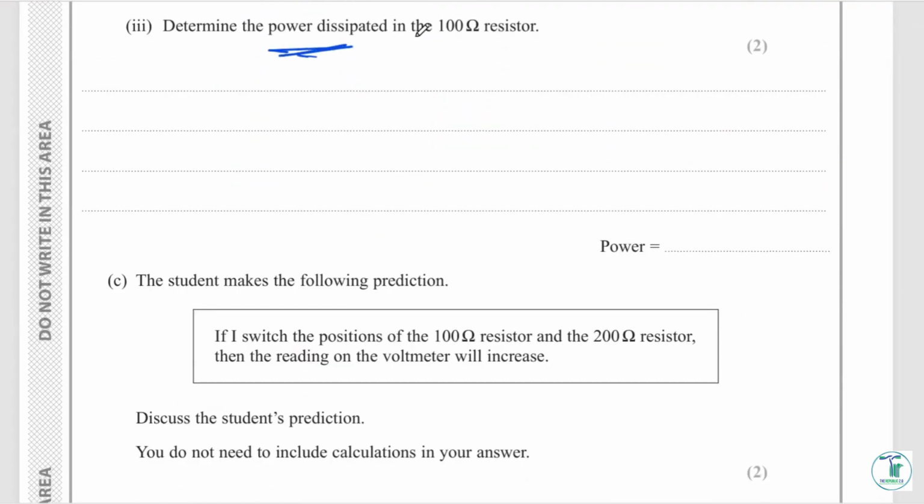Determine the power dissipated in the 100 ohm resistor. So you need to calculate the power dissipation in the 100 ohm resistor. You have the resistance and the voltage has to be the same as well. So you can simply use P equals V squared upon R.